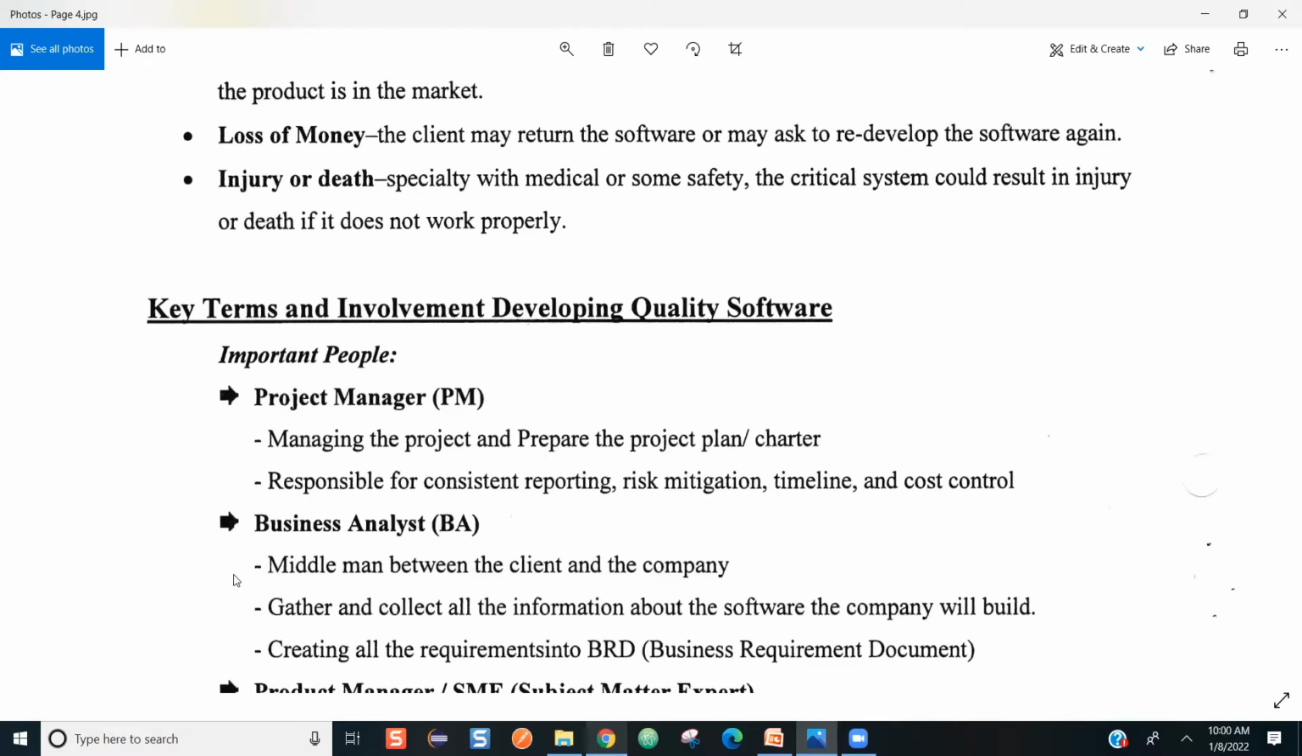Obviously, they need a project manager even though they have a product owner. Yes, the project manager is all in all for this project. Okay, all right, thank you.